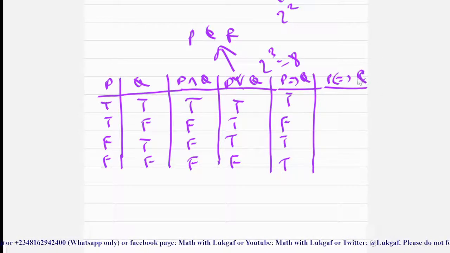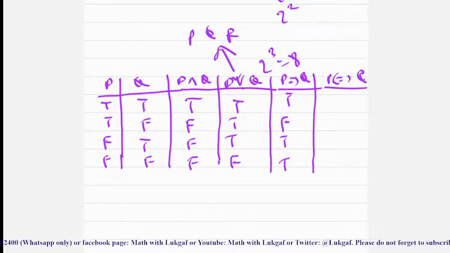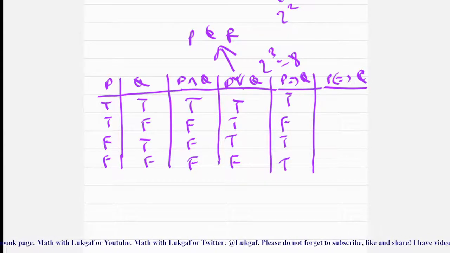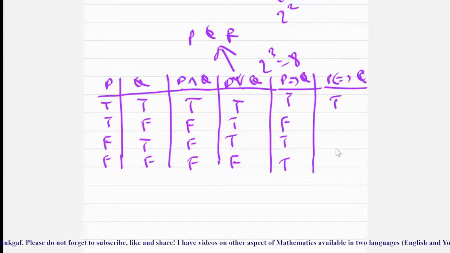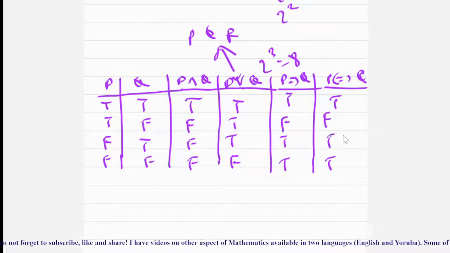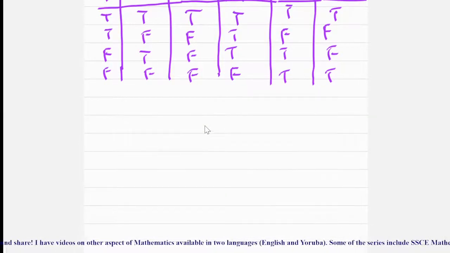Likewise, when you have your equivalence, that is if and only if, the pairing is going to be true if both of the statements are true and if both of them are false. So this is going to be true, true, then the rest will be false, false. If that is cleared, let me now go to today's business on tautology and contradiction. What do I mean by tautology?